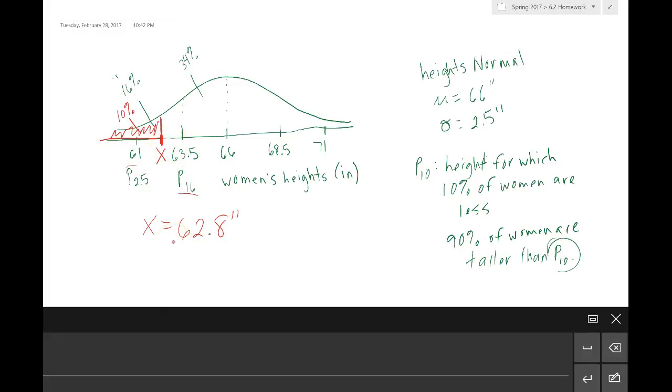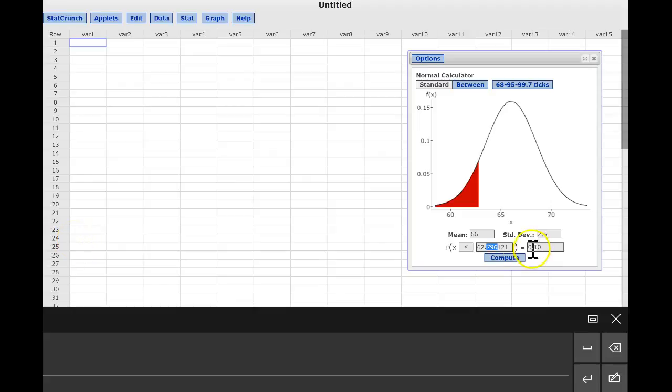So that's how you're going to use StatCrunch. I just want to make sure we understand: when you're looking at StatCrunch, the data is here. These are whatever you're measuring. In this case, it was heights. In the other question, it was test scores. But the probability, which is represented by the area under the curve, always goes on the right-hand side. Your mean and standard deviation go in as well.